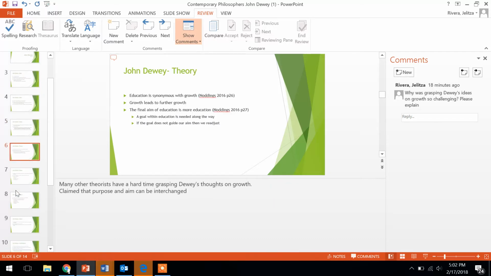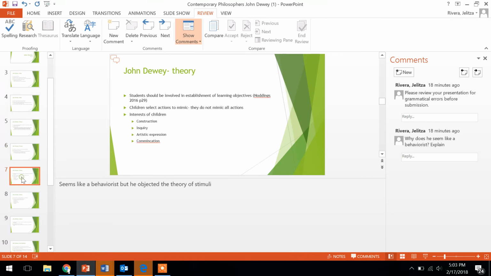Okay. Explain why grasping Dewey's ideas on growth was so challenging. You mentioned that many theories have a hard time grasping it, but there's no mention as to why that's an issue. Okay, so be sure that when you bring up points like this, you actually kind of bring the reader all the way around. Assume that the reader is not familiar with John Dewey. That would probably be the best way to think about it. And then that doesn't mean that you cover everything. It just means that you cover the main points as it pertains to the topic, which is his theory.